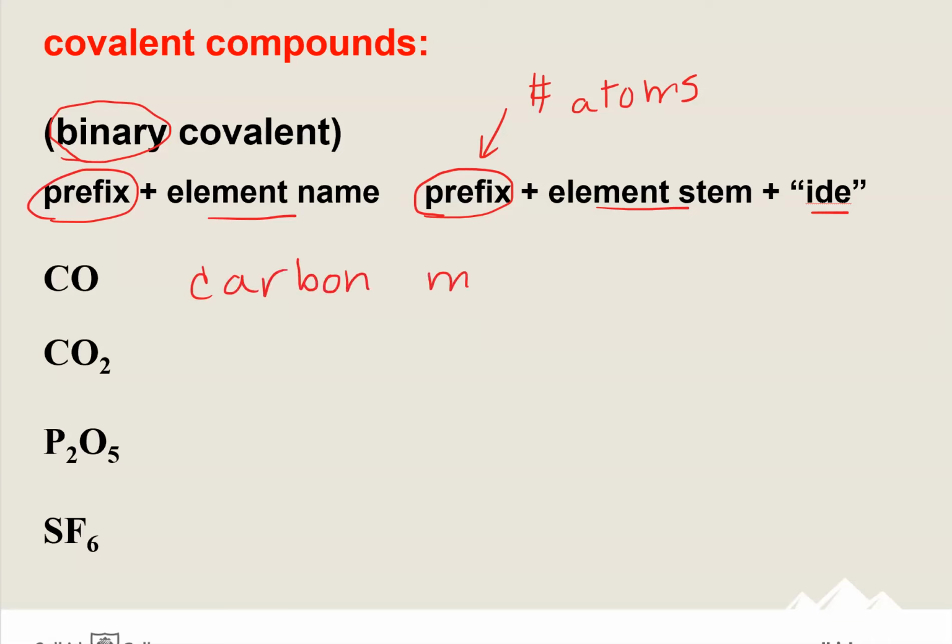You'll notice when the first element had only 1 atom, we didn't say the mono explicitly. We didn't say monocarbon. That's assumed for the first element. Another interesting thing is that I didn't write mono and then oxide. That would be carbon monoxide. I drop the vowel at the end of the prefix if the element name starts with a vowel.